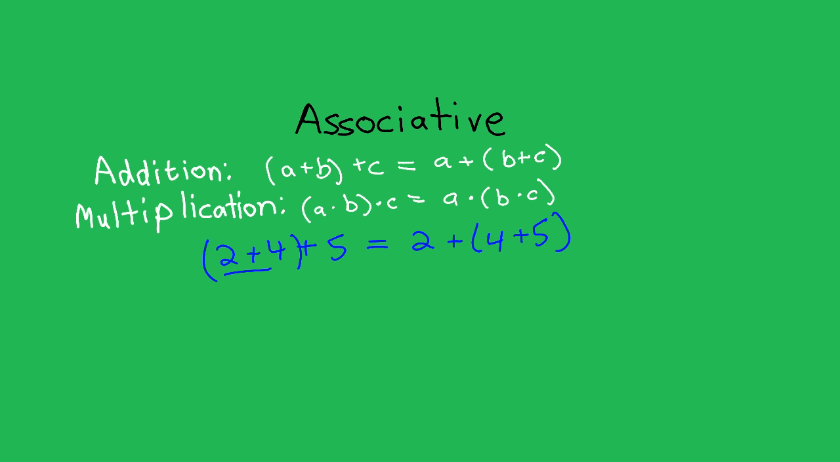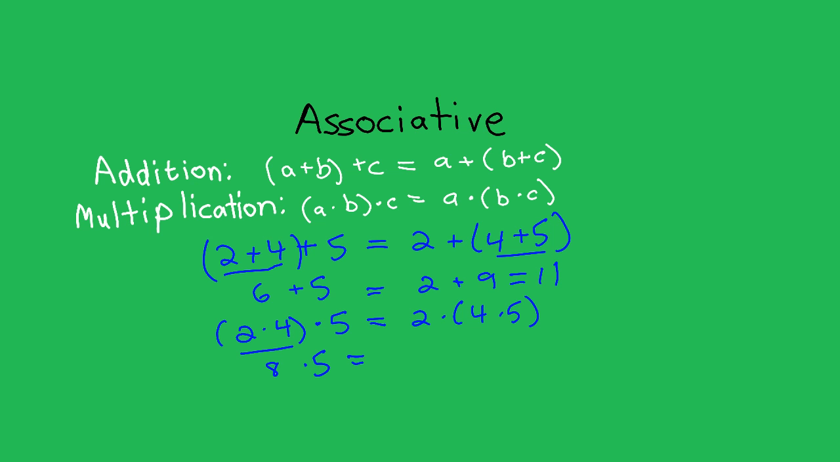Of course, we use order of operations. We do what's inside parentheses first. So 2 plus 4 equals 6, plus 5, is the same as 2 plus, in parentheses, 9. They both equal 11. And for multiplication, it's the same story. 2 times 4, in parentheses, times 5 equals 2 times the quantity 4 times 5. So 8 times 5 equals 2 times 20. They both equal 40, you'll see. Alright, so that's the associative property.